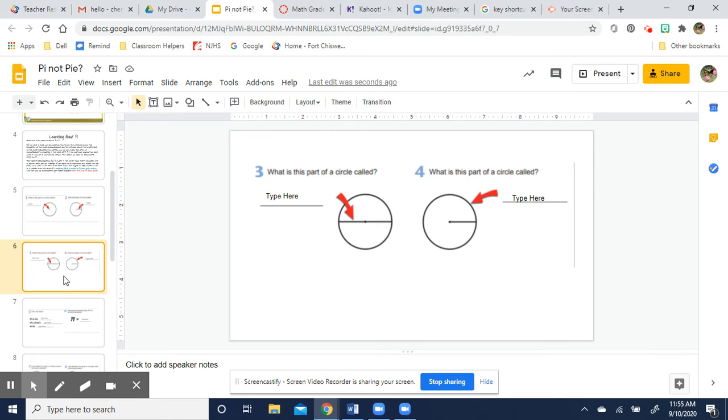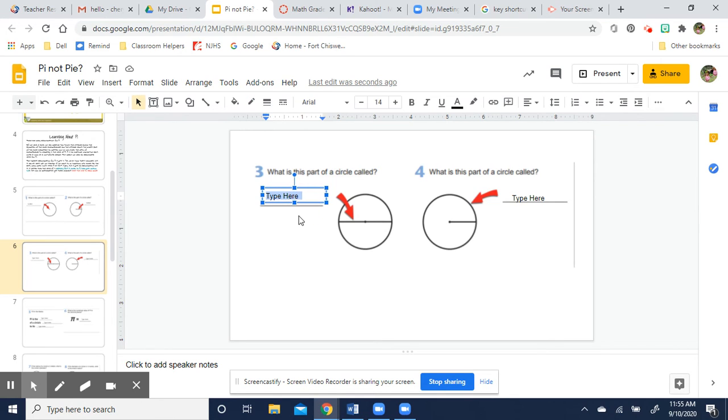And number 3, what is this part of the circle called? Well, this goes from the center all the way across to both sides. This we call the diameter. And number 4, it asks, what is this part of the circle called? Now, they're calling it all the way around. This is called the circumference.